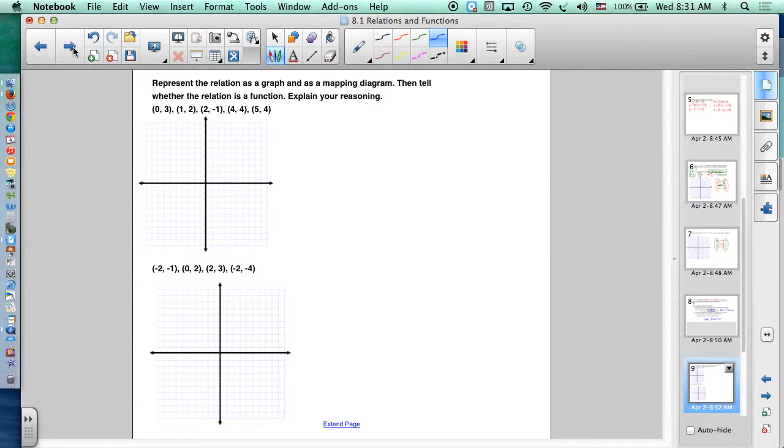So here's a typical set of questions that you'll see. It says to represent the relation as a graph and as a mapping, and then tell whether the relation is a function. Explain your reasoning. One other question that sometimes gets added in is also to list your domain and your range. For this example, I'm going to quickly go through and plot these points. However, at this point I want you to pause the recording, go ahead and do these questions, and then I will go ahead and do the answers for you.